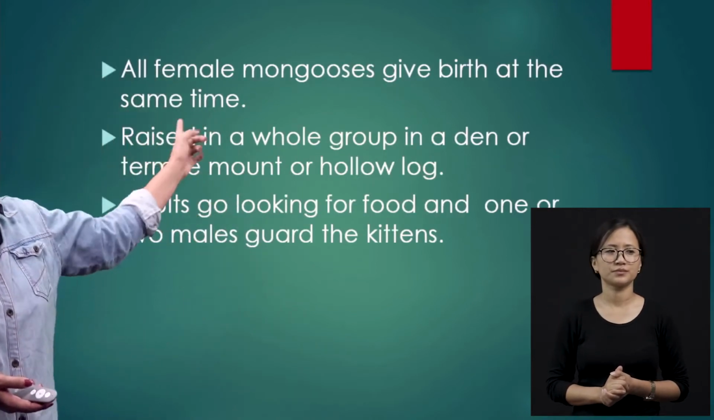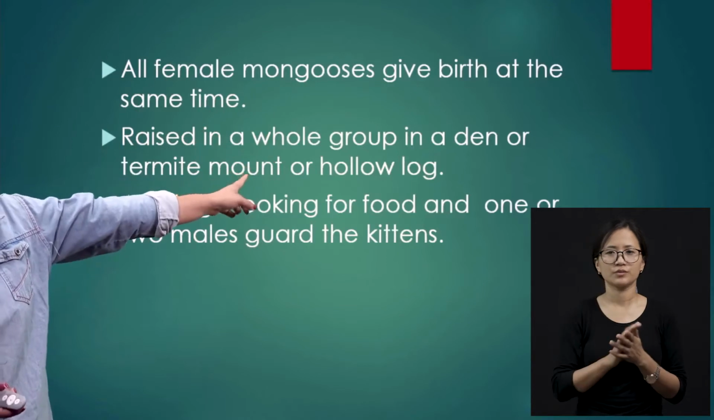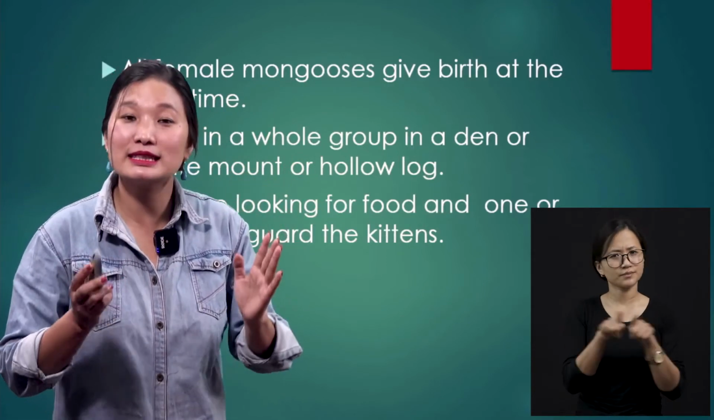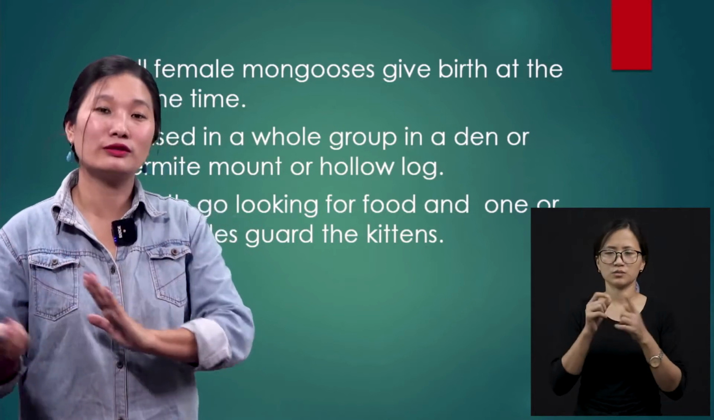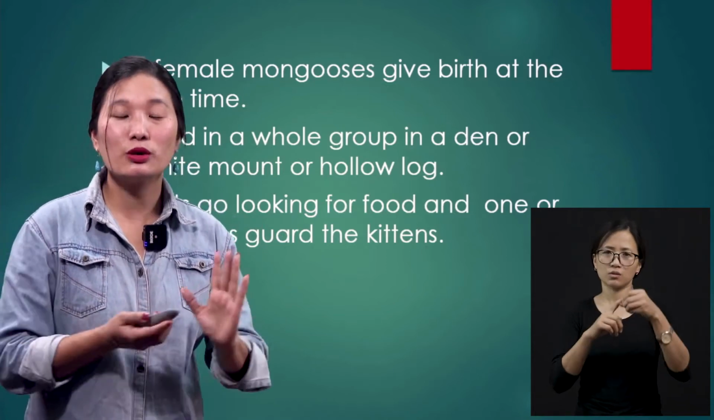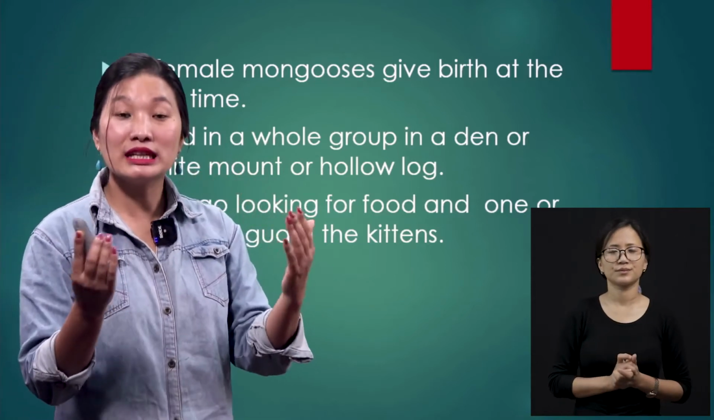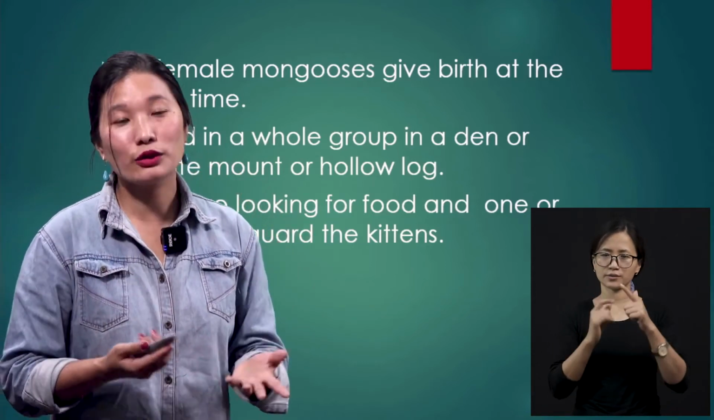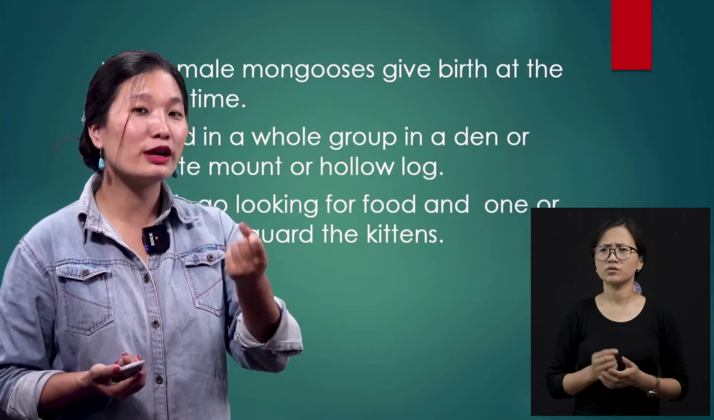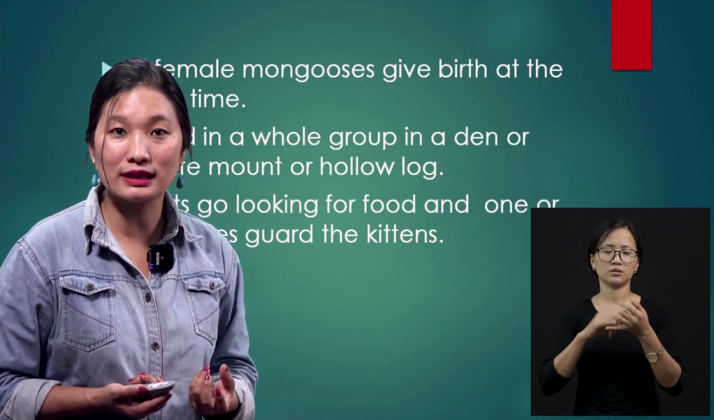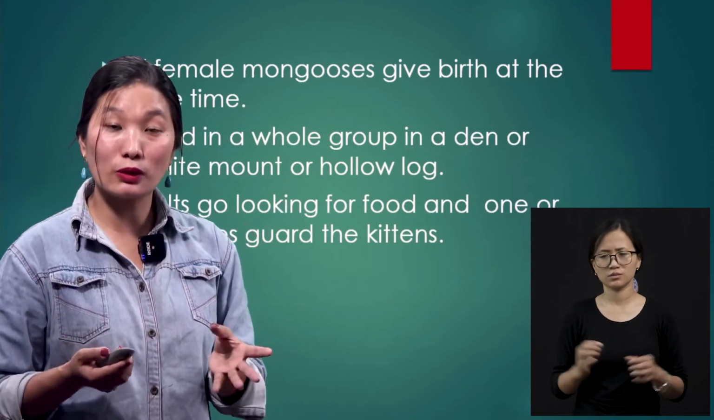And all female mongooses give birth at the same time, at a particular time. And that is a special quality of the mongoose again. They will all give birth at the same time, and the mongoose babies, we call them kittens, okay? For human beings, we say babies, but for a mongoose, we call them kittens, and even for a cat, we call them kittens, isn't it? And so they're in the same family, we call them kittens.